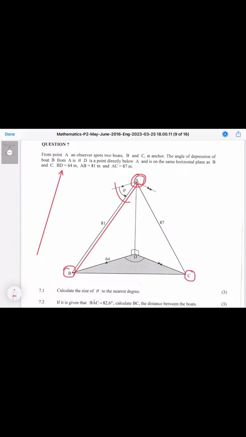Remember, guys, while you're reading that statement, it has to make sense, because you will need that understanding in order to answer the questions. So let's see. D. Where is D? There is D. Okay. D is a point directly below A, and is on the same horizontal plane as B and C. Let's see. Yes, it is on the same horizontal plane. I can see that with the shading.